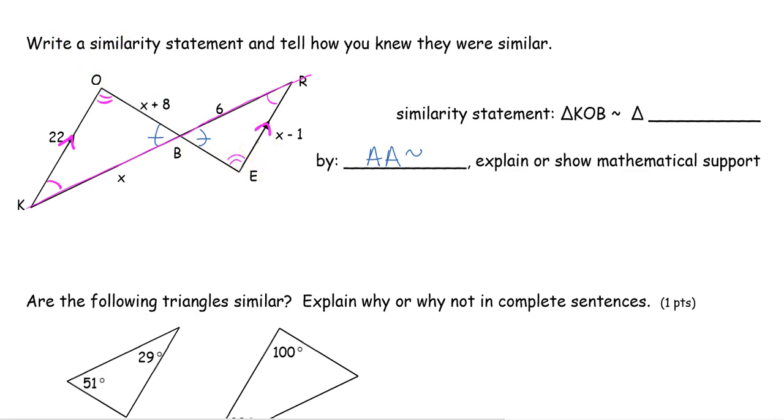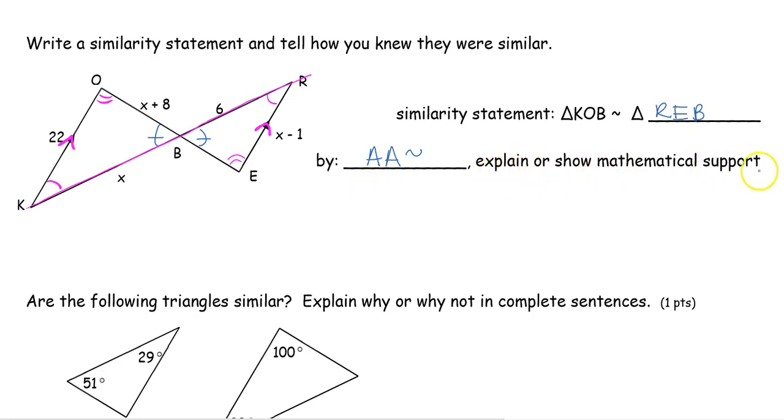So once again, you could show all three congruent angles if you wanted to, but you will only have to show two. So let's write our similarity statement, KOB. I gave you the first one, which means there's only one correct corresponding second answer. If I go from K to O to B, I want to follow those angles in the same order over here, so it's going to be REB. Again, we said by angle-angle similarity.